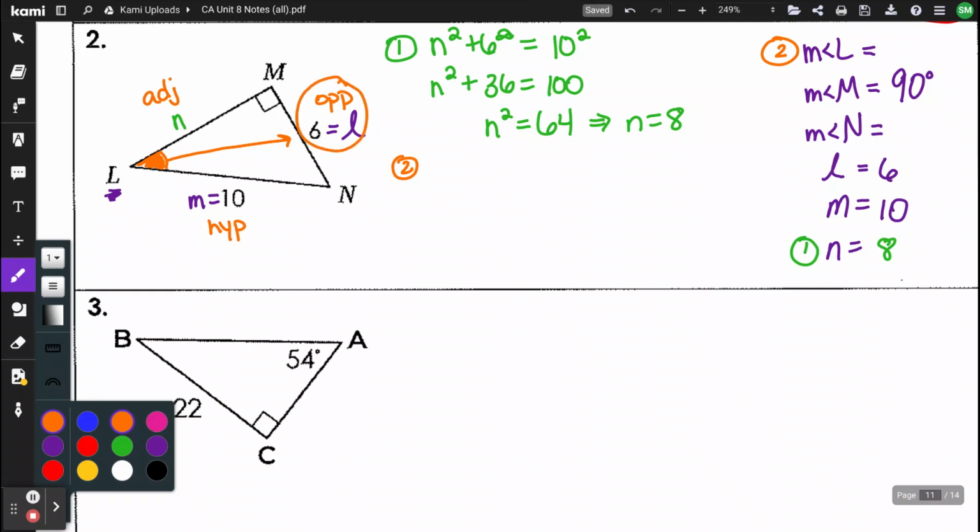Now we have opposite, we have hypotenuse. Opposite and hypotenuse make sine. So, SOH. So we have the sine of angle L equals opposite over hypotenuse. Now I can't take the sine of angle L in my calculator. So what we're going to do is use that inverse sine. The inverse sine of 6 over 10.